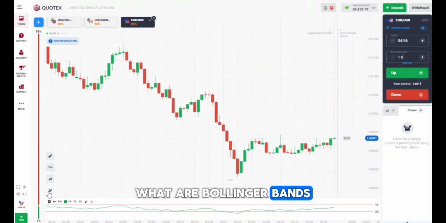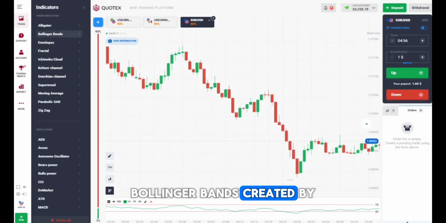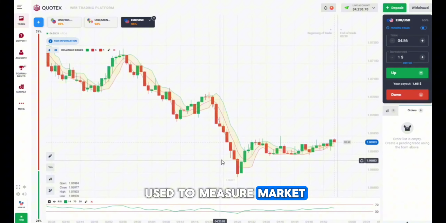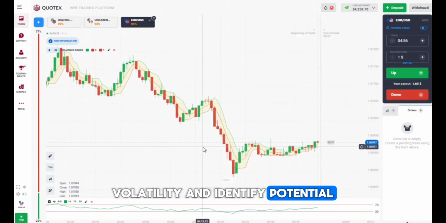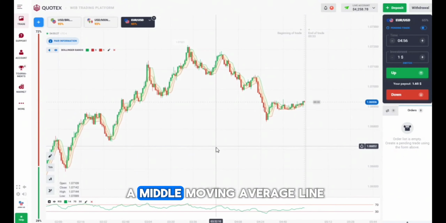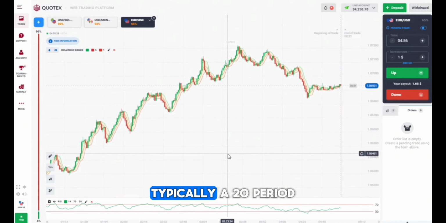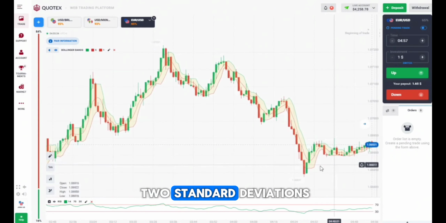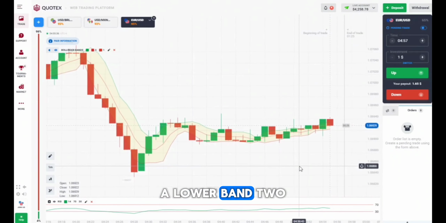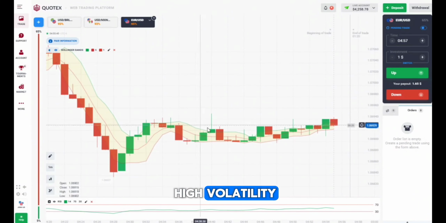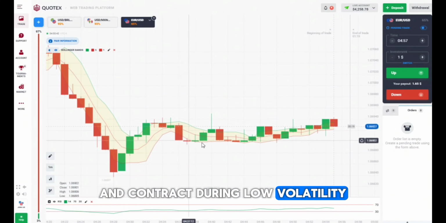What are Bollinger Bands? Bollinger Bands, created by John Bollinger, are a technical indicator used to measure market volatility and identify potential trade opportunities. This indicator consists of a middle moving average line, typically a 20-period moving average, an upper band, plus 2 standard deviations, and a lower band, minus 2 standard deviations. The bands expand during high volatility and contract during low volatility.